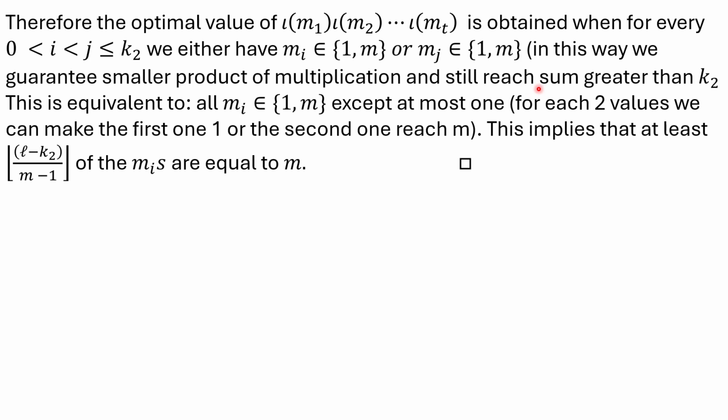Why is this true? Because for each 2 values, we can make the first one reach the number 1 or the second value reach m. That's what we saw in the previous slide. This implies that at least L minus k2 divided by m minus 1 of the mi's are equal to m. We're going to see why this is true in the next slide.